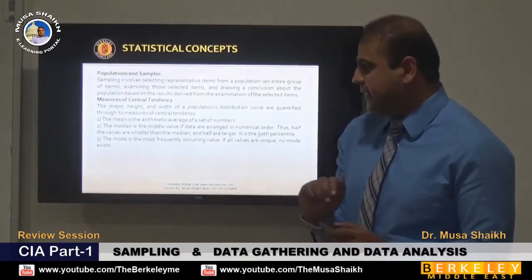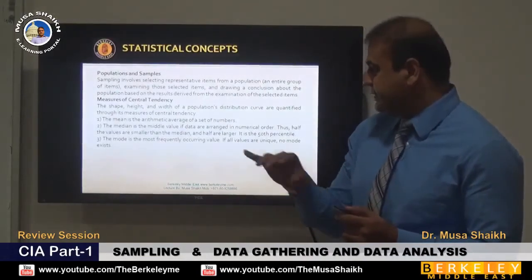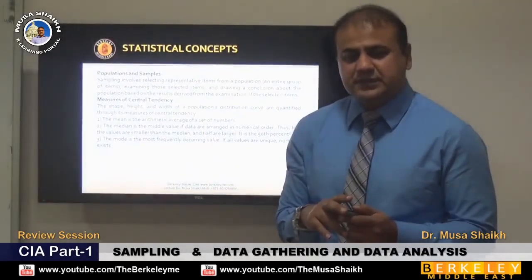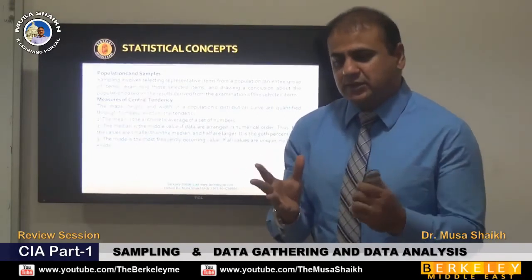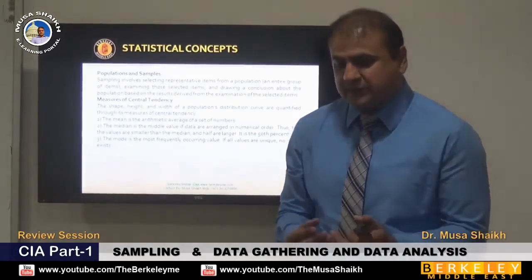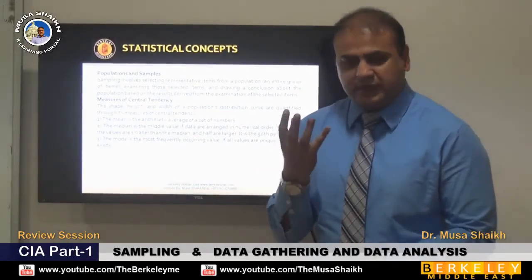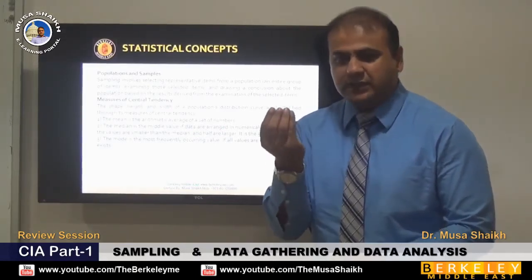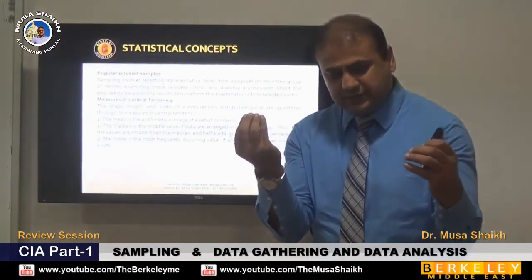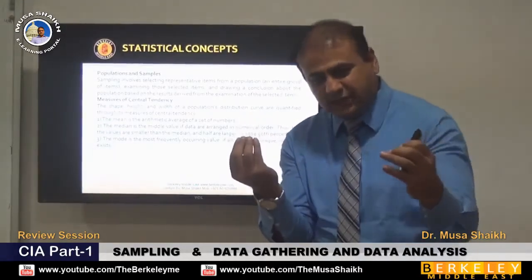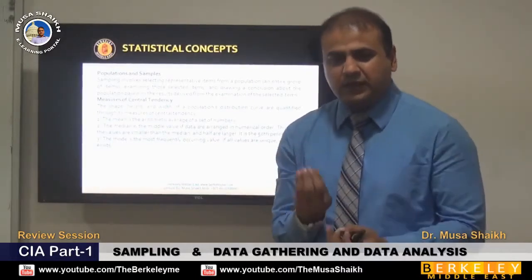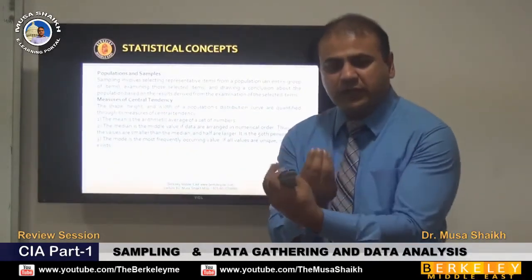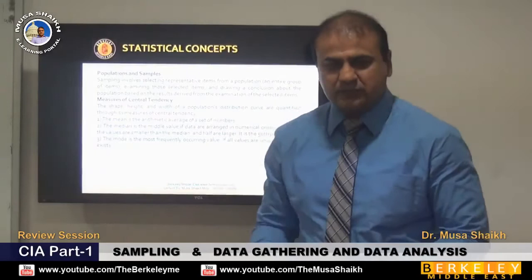He says the shape, height and width of the population distribution curves are quantified through its measures of central tendency. Central tendency means tendency towards the center. For example, if in a family there are 5 brothers and sisters, the center of the family is the father and mother, so we have to test the central tendency, how much they are inclined to their parents. In the same way, this is an average. So how far are people away and deviated from that? It helps us to take decisions.